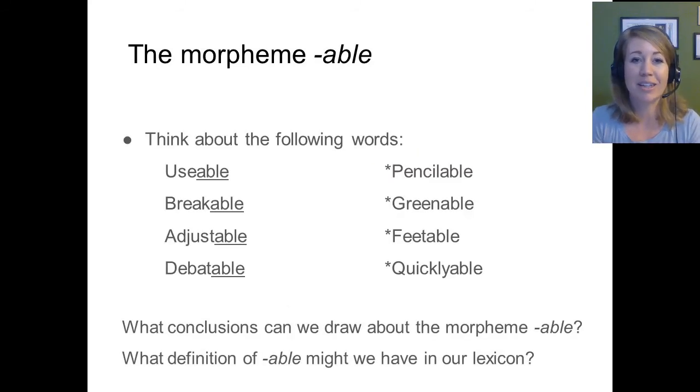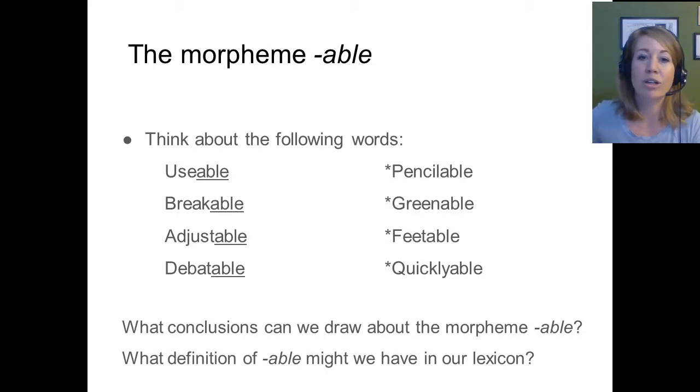Let's look at this one, the morpheme able. Think about the following words: usable, breakable, adjustable, debatable. And then we have the words on the right: pinceable, greenable, feeable, or featable, and quicklyable. So based on this word bank, what conclusions can we draw about the morpheme able? What definition of able might we have in our mental dictionary?